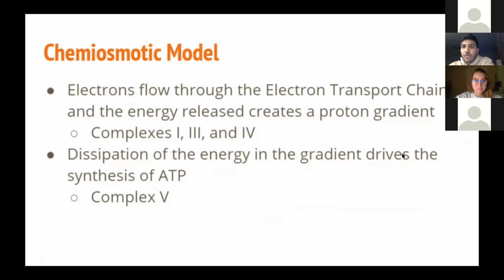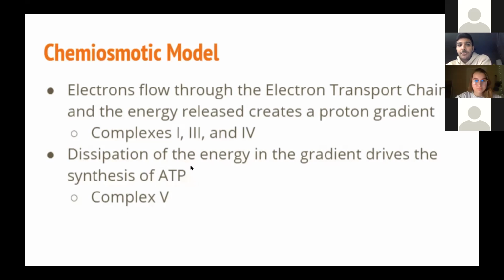is that as electrons flow through, we're actually going to have energy released, and that free energy will be used to create a proton gradient. That energy is used to pump those protons, which makes that gradient. The dissipation, or the breakdown of the energy in the gradient, is going to be due to ATP synthase. I know they reference ATP synthase as complex 5, but just think of it as ATP synthase. It's not technically part of electron transport.